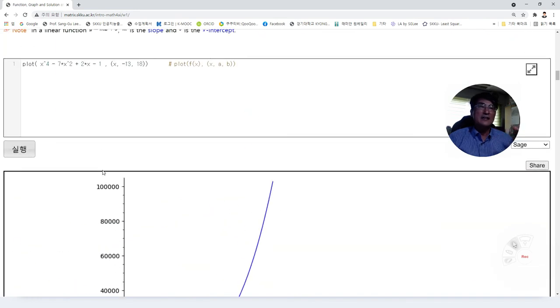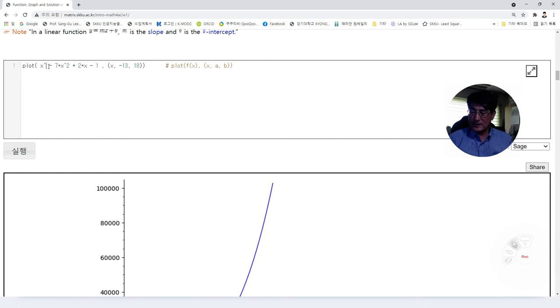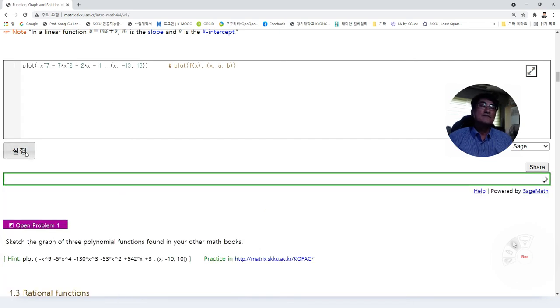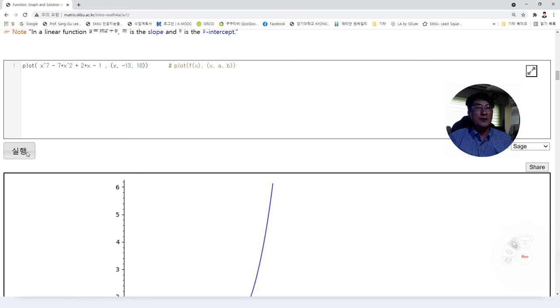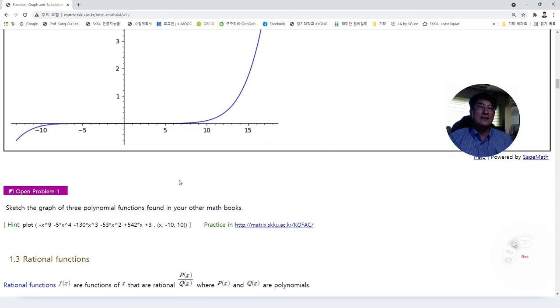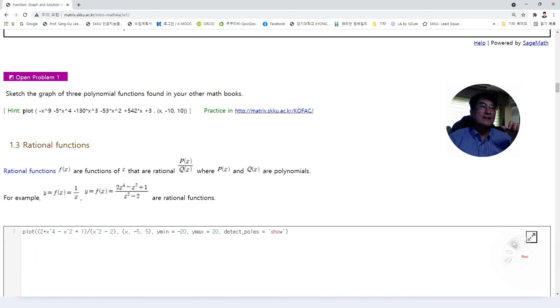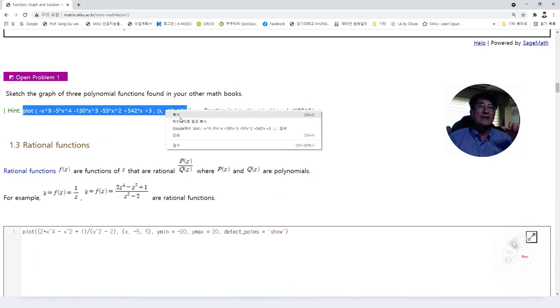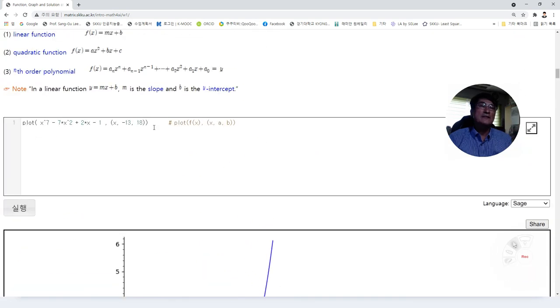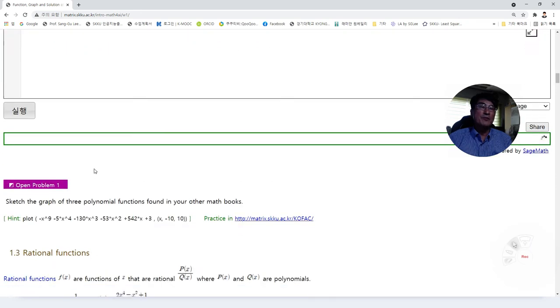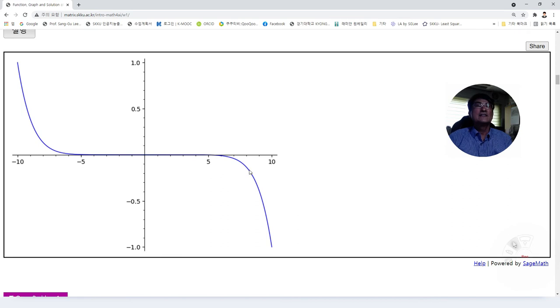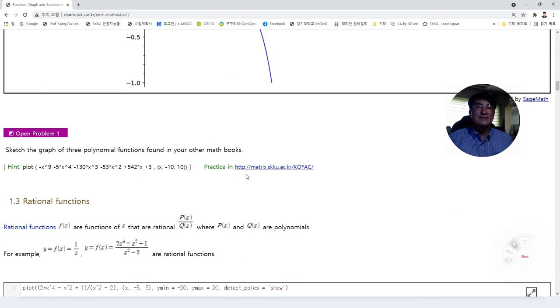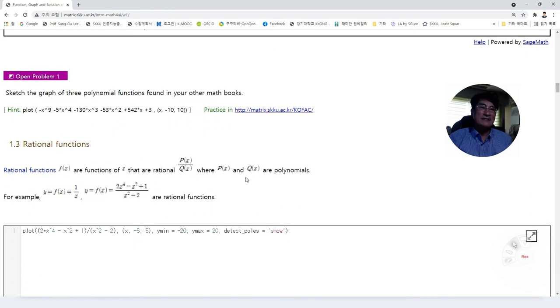We can easily draw the graph of a function of any type. A 7th order polynomial can be drawn in here. So you can draw any graph that you like. If you want to draw the graph of a 9th order polynomial, all you have to do is put that function in here with the plot command, then you will have the graph of any polynomial that you have seen.